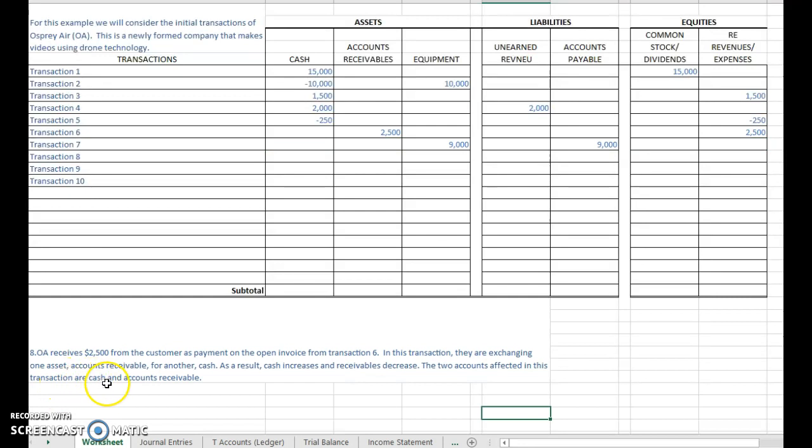OA receives $2,500 from the customer as payment on the open invoice from transaction 6. In this transaction, they are exchanging one asset, accounts receivable, for another asset, cash. As a result, cash increases and accounts receivable decreases. The two accounts affected in this transaction are cash and accounts receivable.